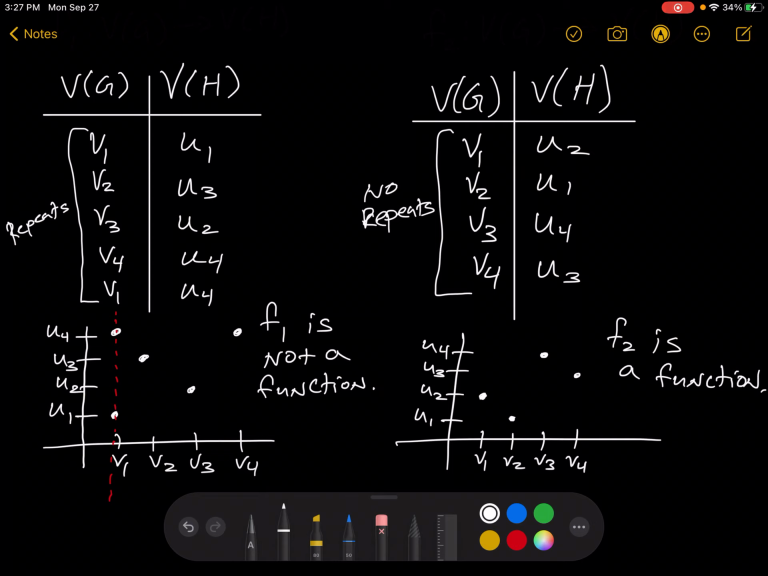But there's one more thing I should say. We can make this table have no repeats in the first column simply by deleting some of the information. Let's say you didn't write this part down, even though that is part of our function. Then there would be no repeats, and you would think that it is a function. So the point here is that you must represent all of the vertices of G in the first column. If you do that, and there are no repeats, then we know it is a function.